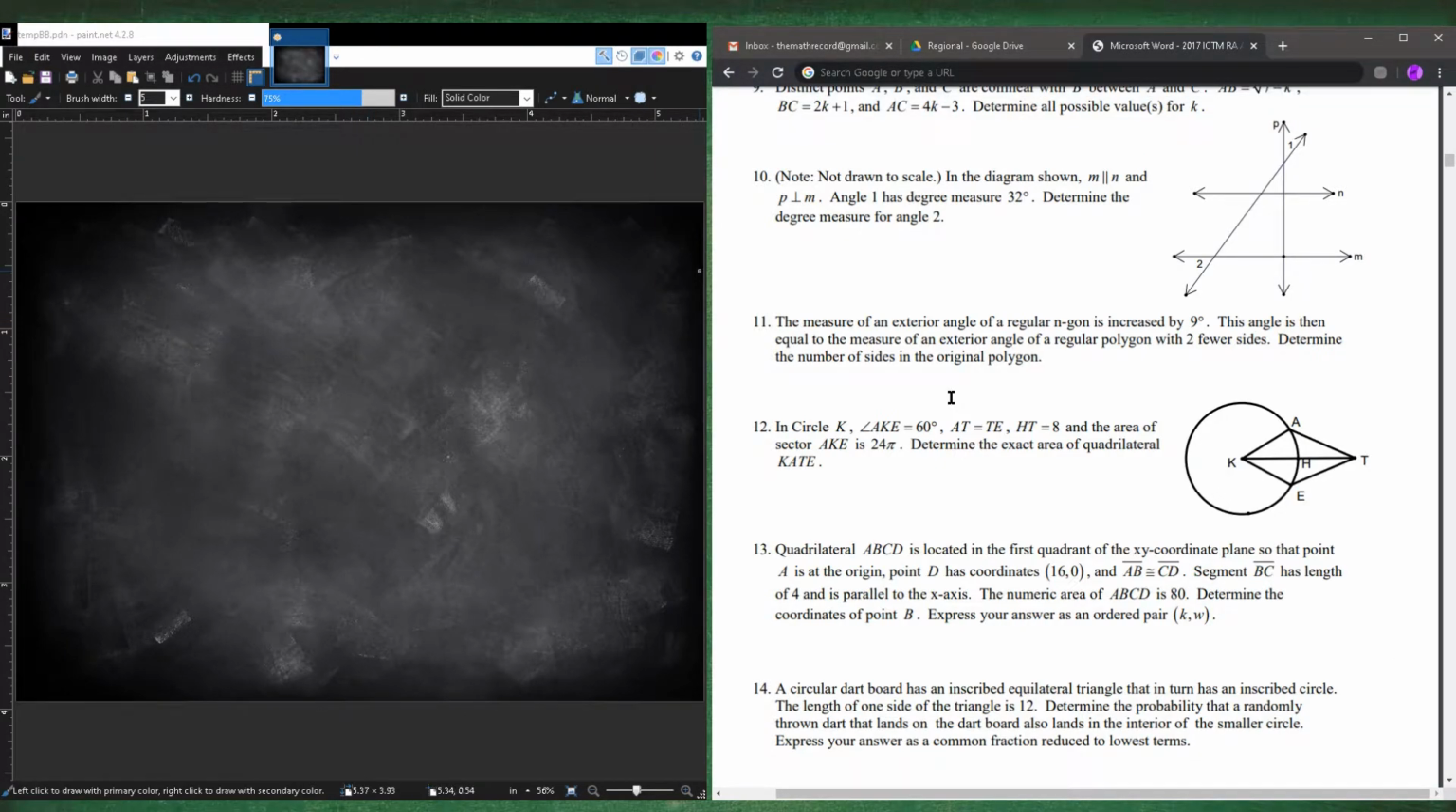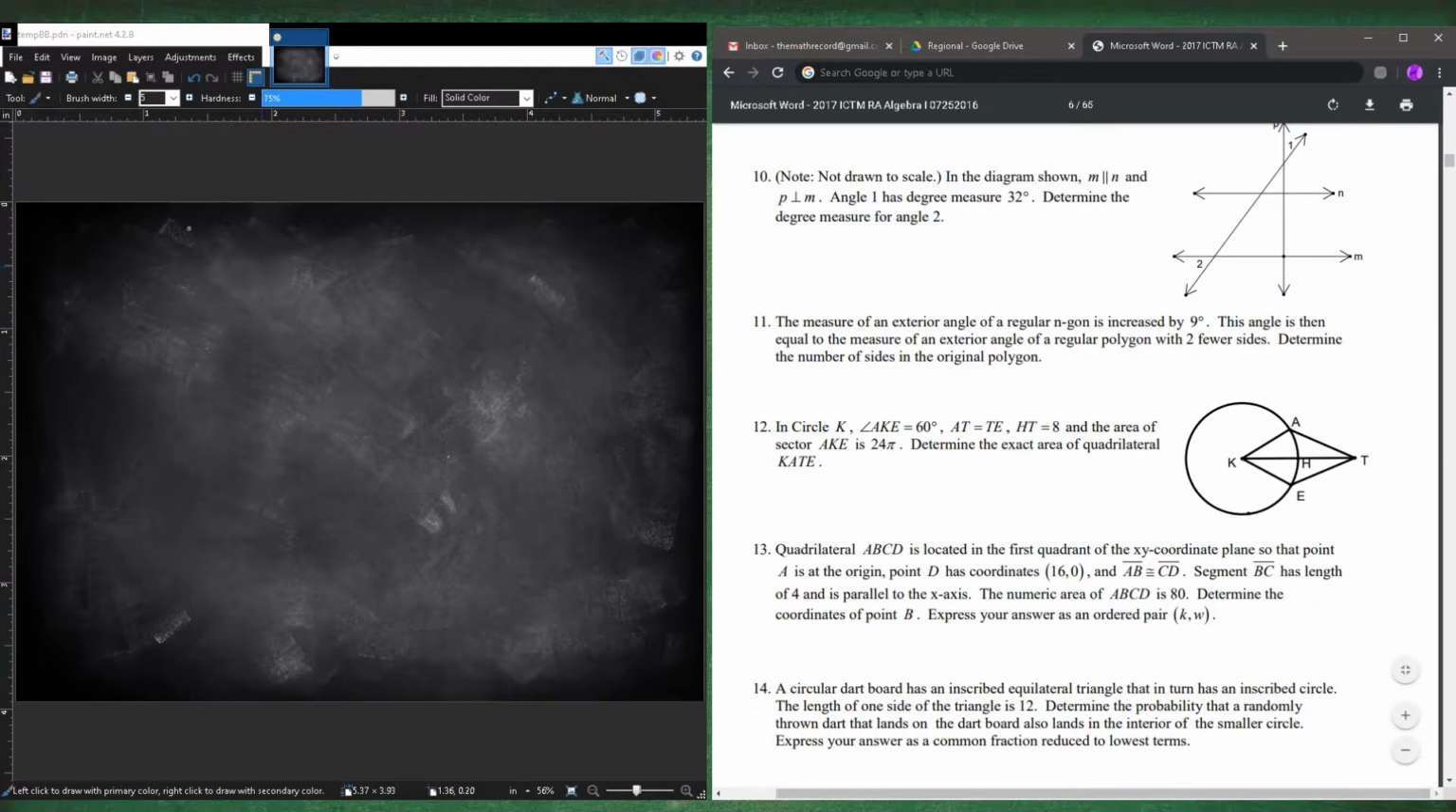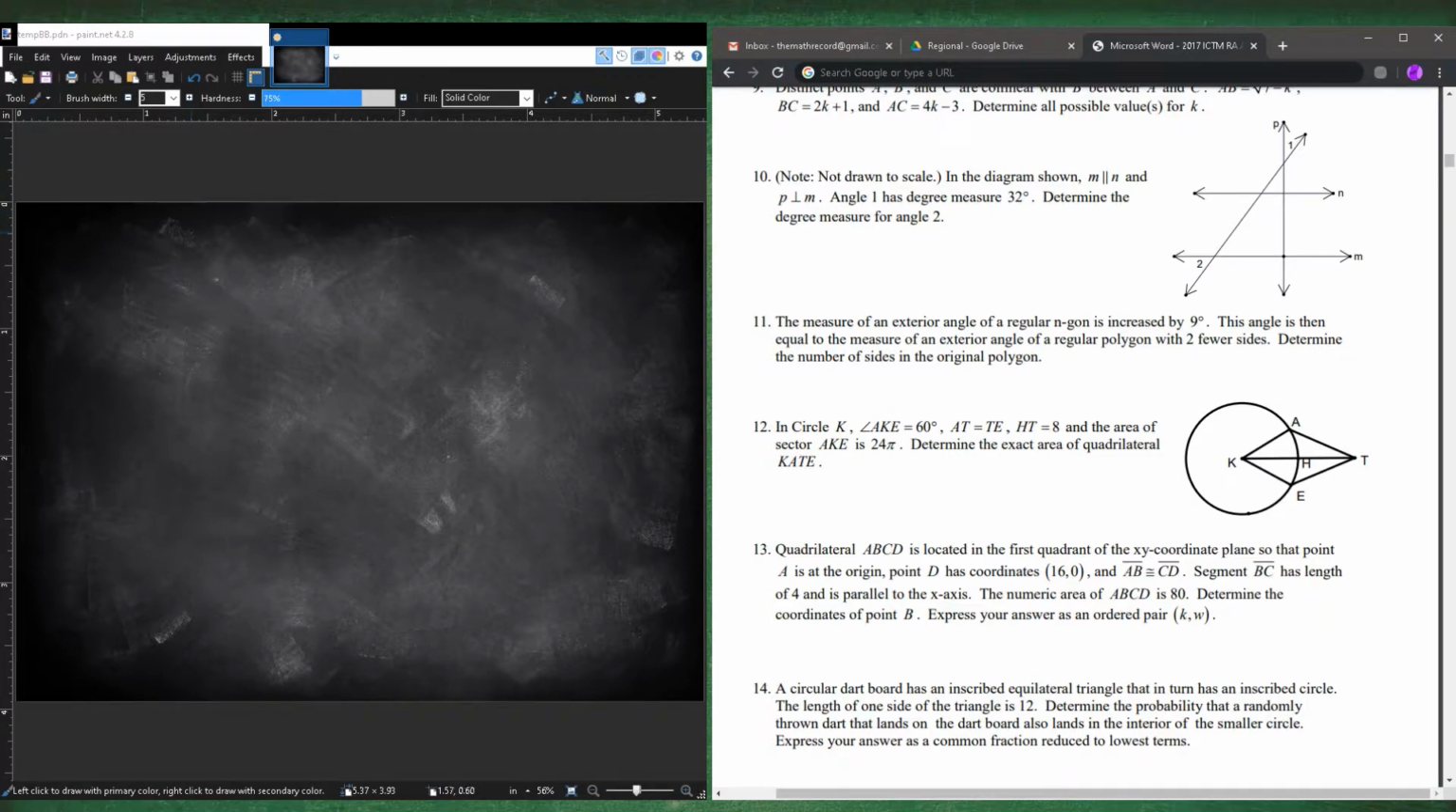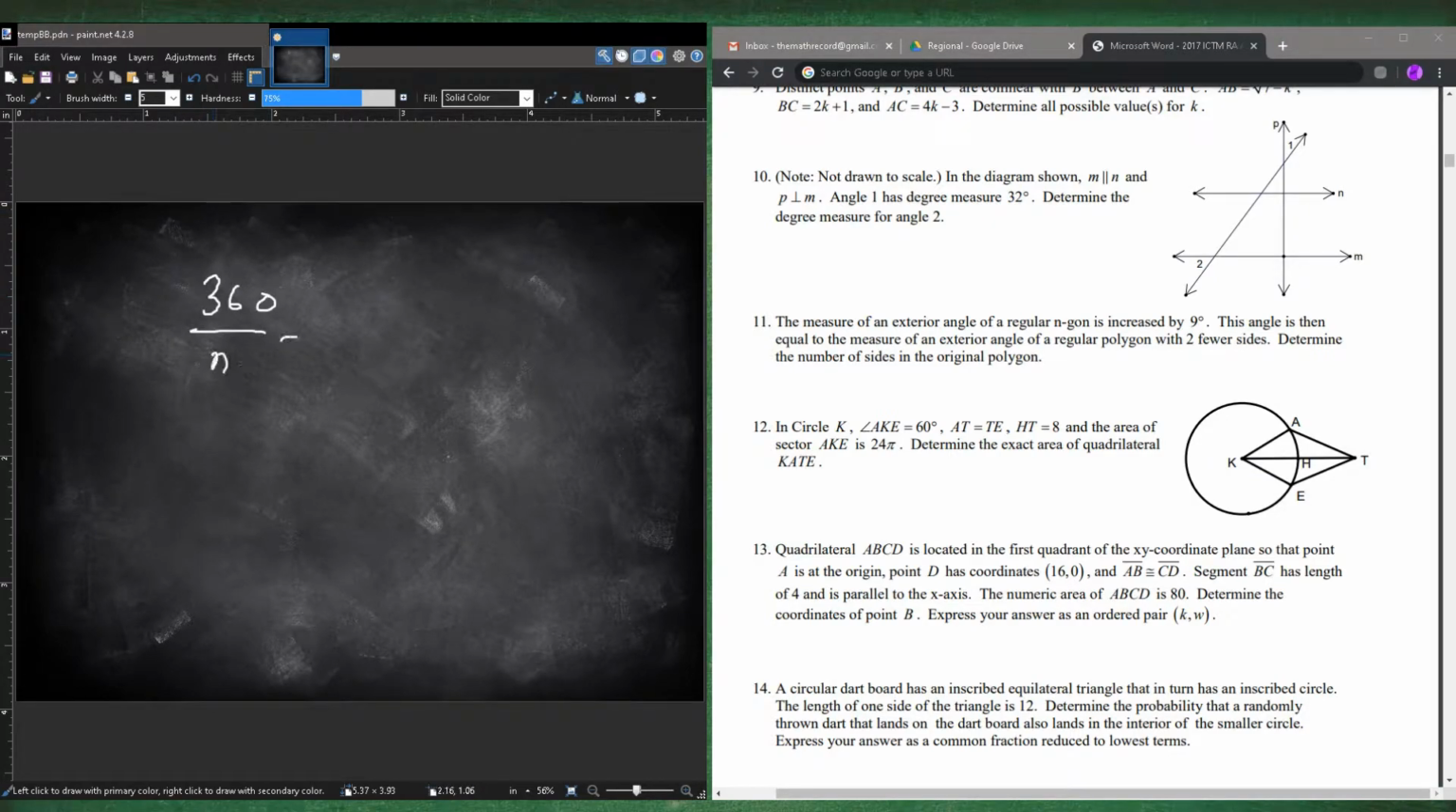Okay, the measure of the exterior angle of a regular N-gon is increased by 9 degrees. This angle is then equal to the measure of an exterior angle of a polygon with 2 fewer sides. Determine the number of sides in the original polygon. Okay, so if we have a polygon, the measure of an exterior angle is 360 divided by n is equal to the exterior angle. That's a general formula. So based on that idea, if we have 360 divided by n sides, we get x as our degrees.